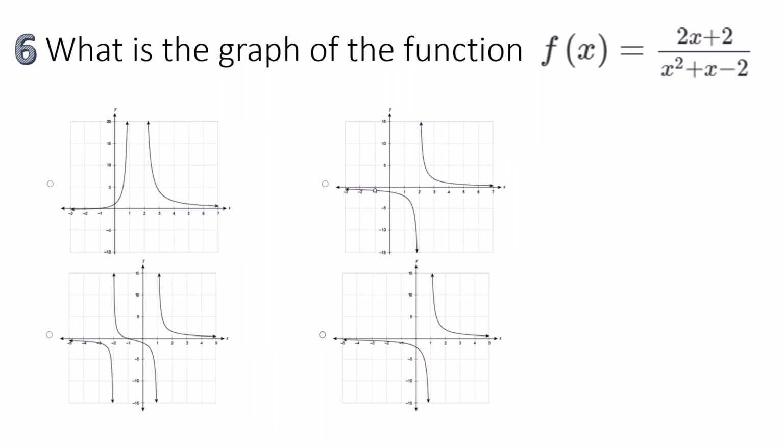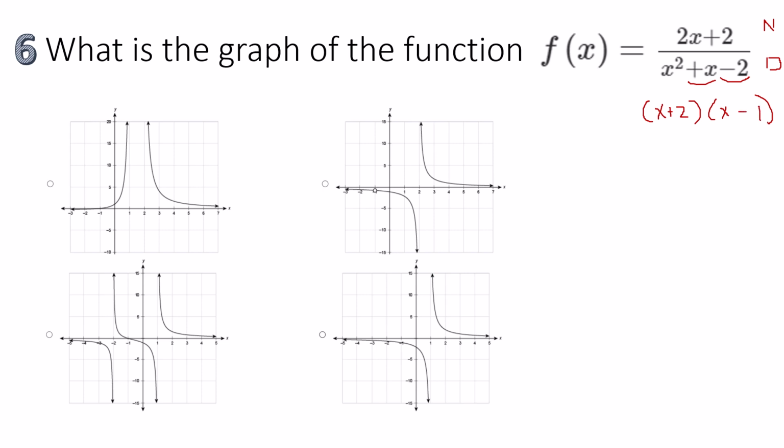All right, question number 6. What is the graph of the function f of x equals, our numerator is 2x plus 2, and our denominator is x squared plus x minus 2? The first thing that we need to do is factor that denominator. What are the factors of negative 2 that add to positive 1? It's going to be x plus 2 times x minus 1.